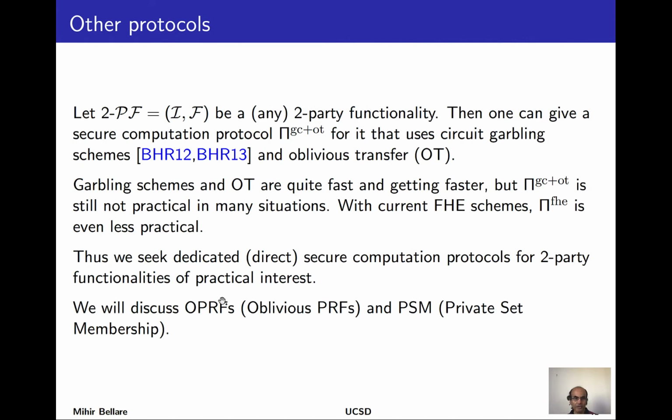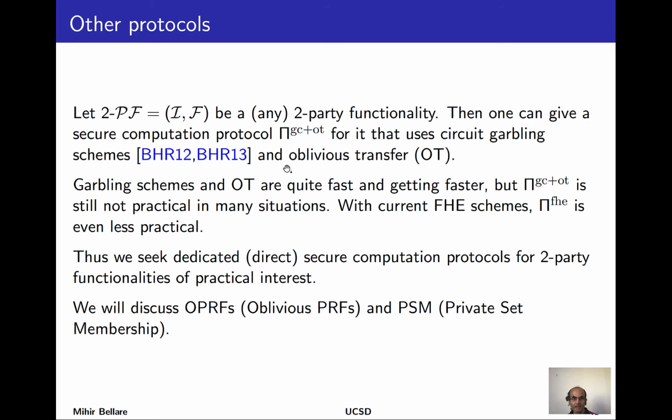There are other protocols, in particular ones that precede this. The canonical way to do a secure computation for an arbitrary two-party functionality is to use two tools. One is circuit garbling schemes, and the other is oblivious transfer. Oblivious transfer is itself a kind of simple two-party protocol.